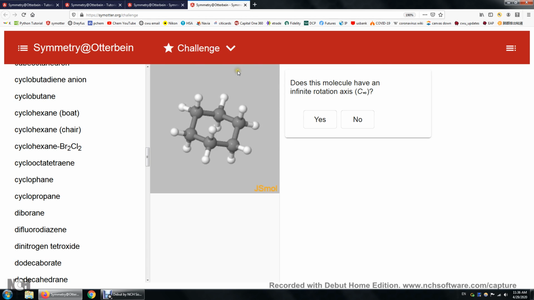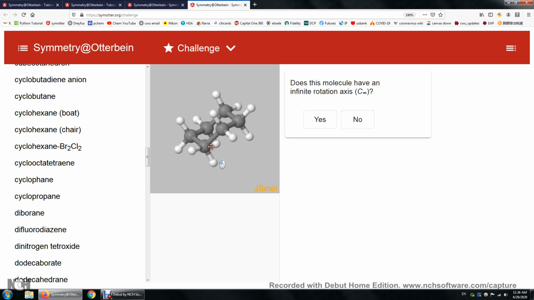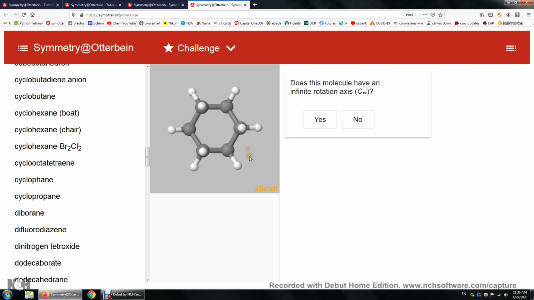Now finally, the challenge. This will guide you through the determination of the point group. So I'm going to show you a fairly complicated example, cyclohexane. During my PhD dissertation defense, one of the committee members asked me what's the point group of this. All right, first, I want you to just look at this molecule and take a guess about the point group.